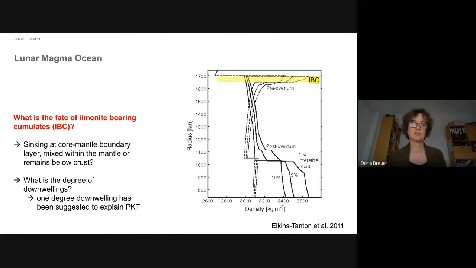And the other question is, what is the degree of the downwelling? It has been suggested that the Procellarum KREEP Terrane region, where we have a strong anomaly in the radioactive heat sources, can be explained by a degree-1 downwelling. So is it possible that this layer sinks as a degree-1 process into the interior, and could explain that region? So let me first address the first point here. How is the mixing of this ilmenite layer?